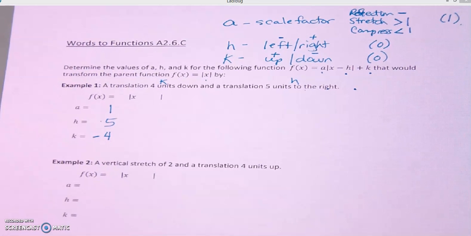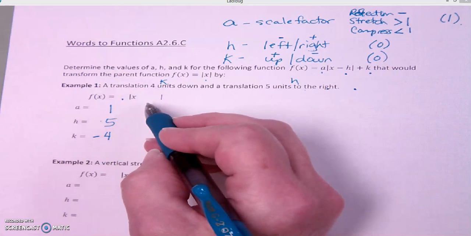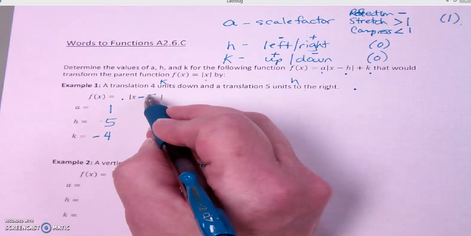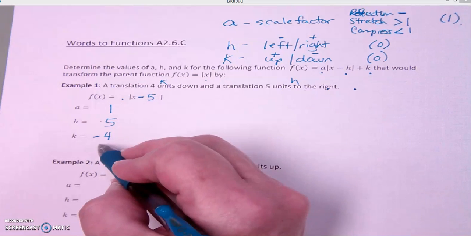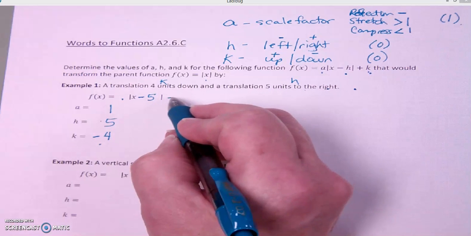So your equation would look like this. We don't have to put the 1 there. Remember, the base equation is x minus h, so if it's a positive number, you're just going to put the number there. And then your k is over here on the outside of your absolute value, so you're going to put minus 4.